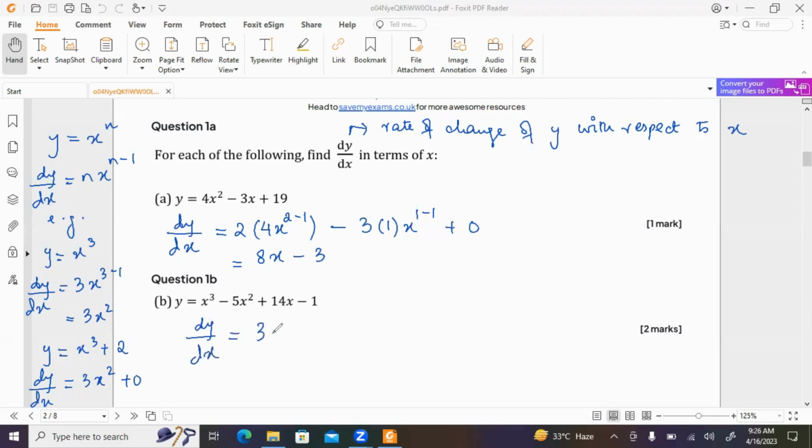If you look at part B, you can apply the same rule. 3 comes down, subtract 1 from the power. 2 comes down, subtract 1 from the power. Plus 14, the power comes down, subtract 1, minus 0. That's 3x squared minus 10x plus 14.